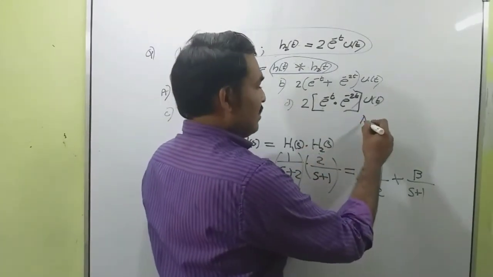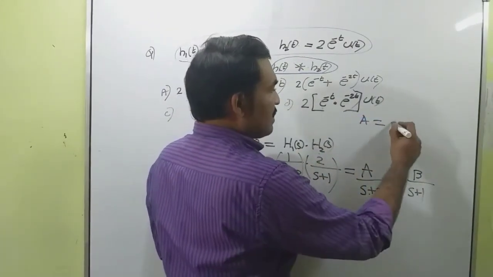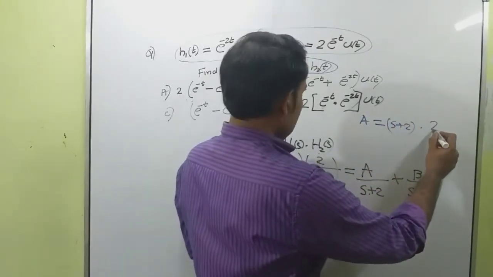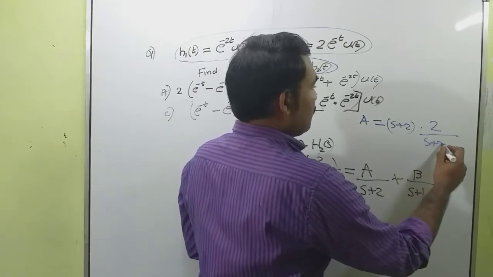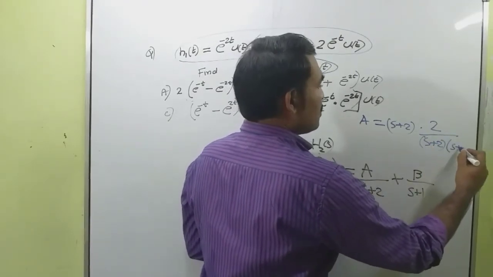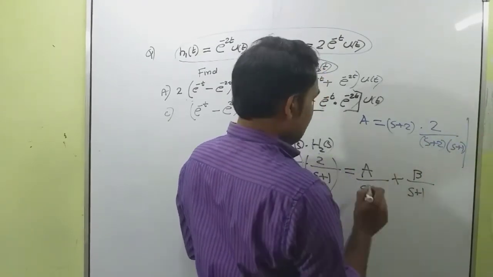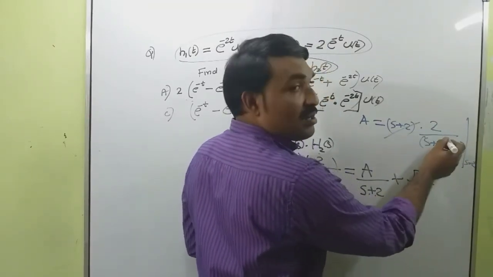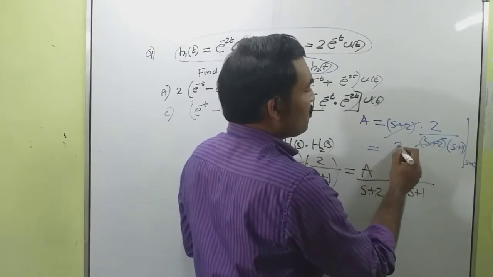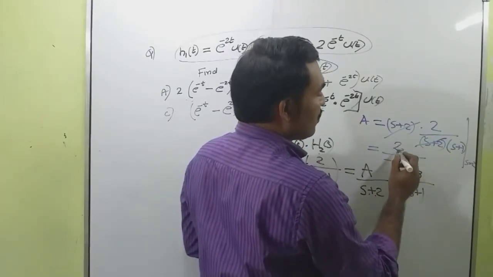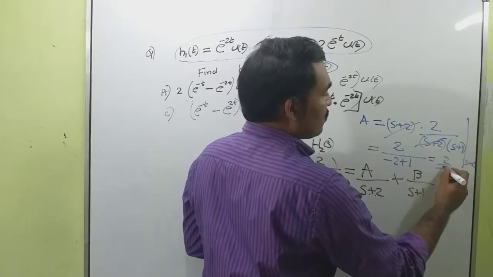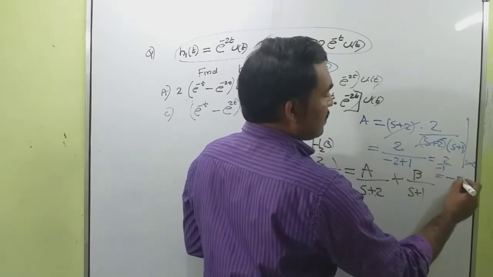A is equal to (s plus 2) into this function, that is 2 divided by (s plus 2) into (s plus 1), evaluated at s is equal to minus 2. So this s plus 2 and s plus 2 get cancelled. Then substitute s is equal to minus 2. This becomes 2 divided by minus 2 plus 1, that is equal to 2 by minus 1, that is equal to minus 2.